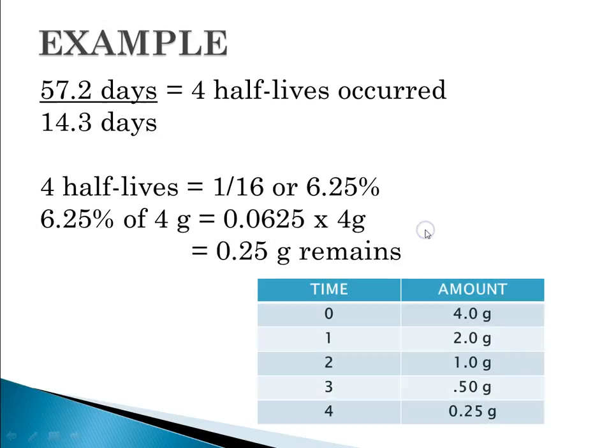Now, I also wanted to show you how to do it using a chart. So you set up a little table with time and amount, and this is like the lab that you did with the bingo chips. So at time 0, we had 4 grams. That was when we had 100%. After one half-life, divide it by 2. After another half-life, divide it by 2 again. After another half-life, divide it by 2 again. And after another half-life, divide it by 2 one more time.